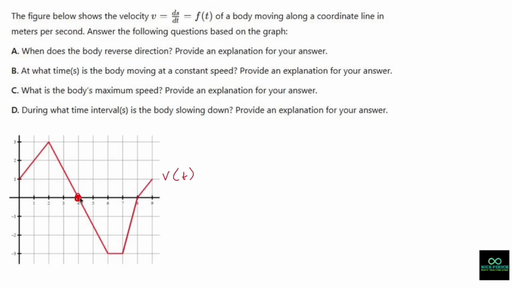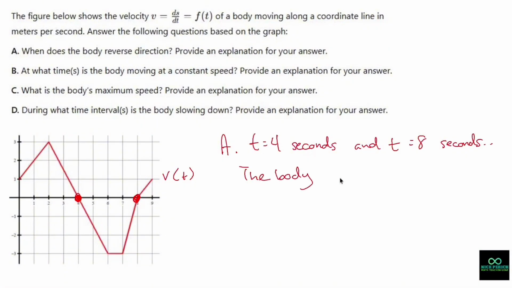So to answer part A, there's a sign change at 4 and a sign change at 8. So A is going to be t equals 4 seconds and t equals 8 seconds. And that is because the body reverses direction anytime there is a sign change.